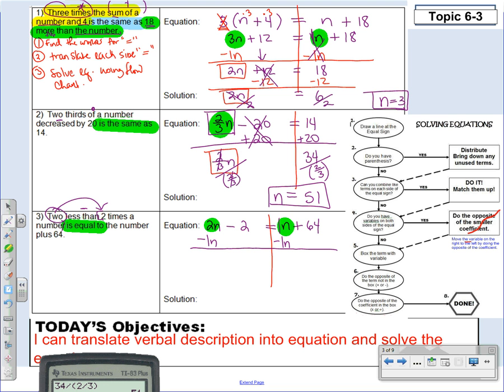2n minus 1n gives us 1n. We still have the minus 2. And 1n minus 1n is 0, and we're left with the positive 64. Box the term with the variable, that's our 1n. Do the opposite of the term not in the box. We have a minus 2, so we're going to add 2 to both sides. We still have a 1n. 1 times n is just n. Negative 2 plus 2 is 0, and then 64 plus 2 is 66. Our answer is n equals 66.